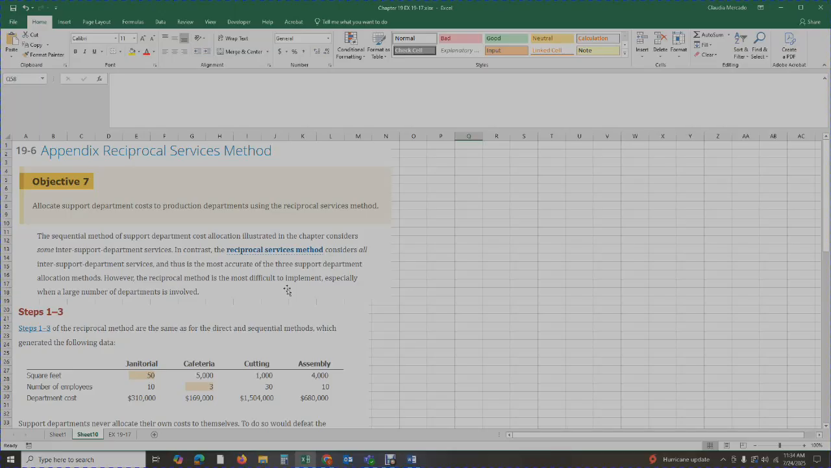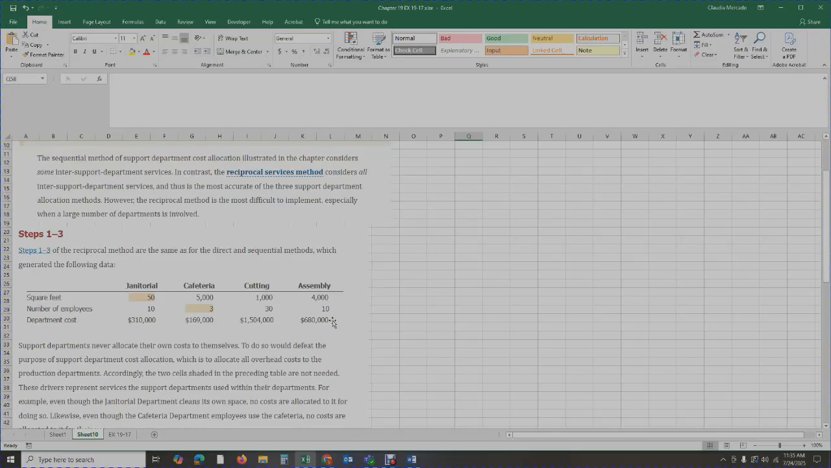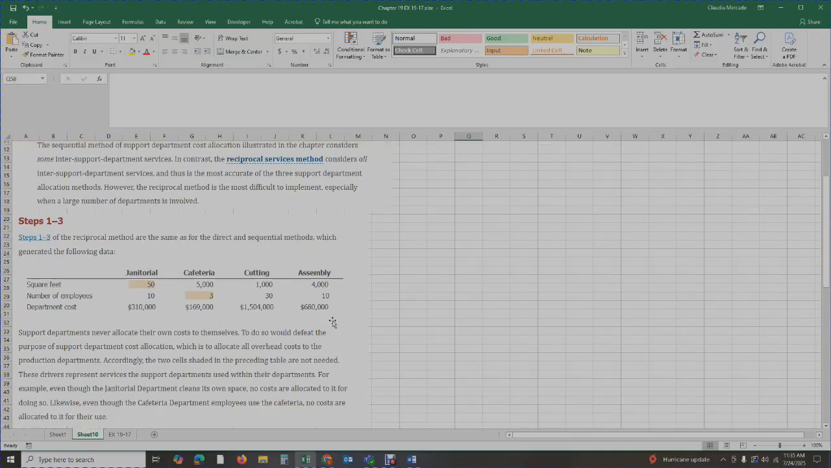Okay. So, in the reciprocal services method, we consider all inter-support department services, and it is the most accurate of the three support department allocation methods used. Now, it is the most accurate, but it is the most difficult to implement, especially when we have a large number of departments involved. When we are calculating using the reciprocal services method, steps 1 through 3 are the same as for the direct and sequential methods, which do not change.